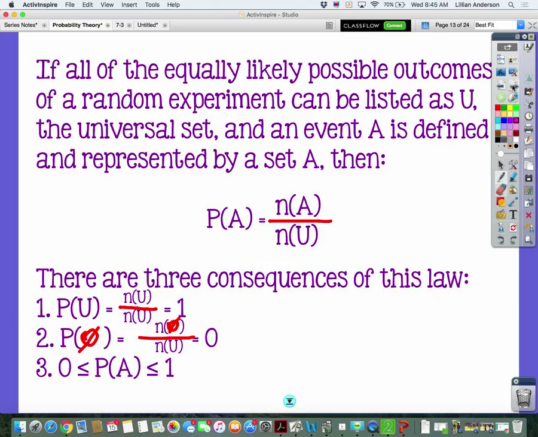And lastly, probability is always between 0 and 1. Okay? So whenever you're doing probabilities, you should get a number that's between 0 and 1. If you don't, then you probably did something wrong. Okay?